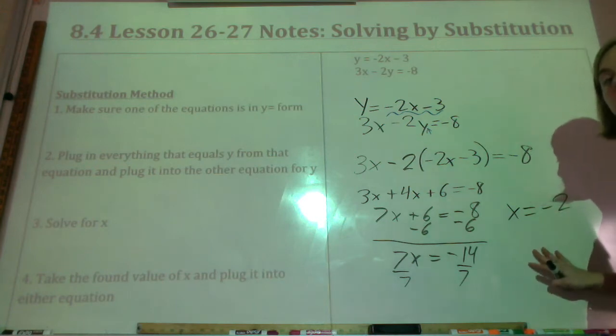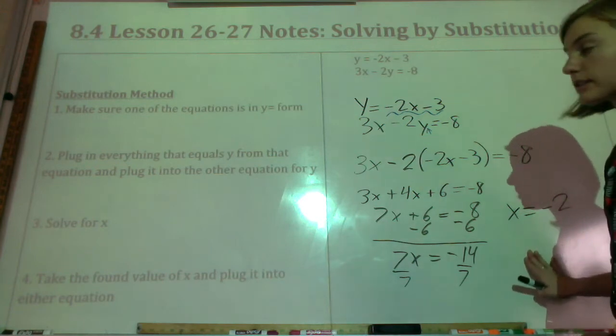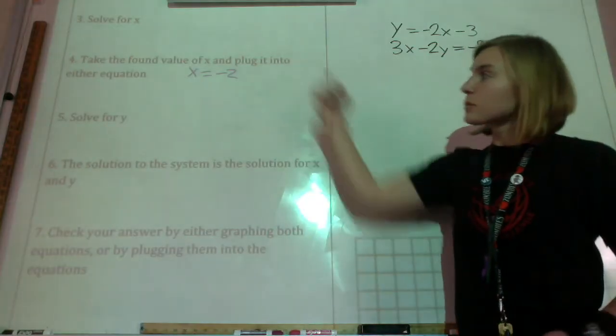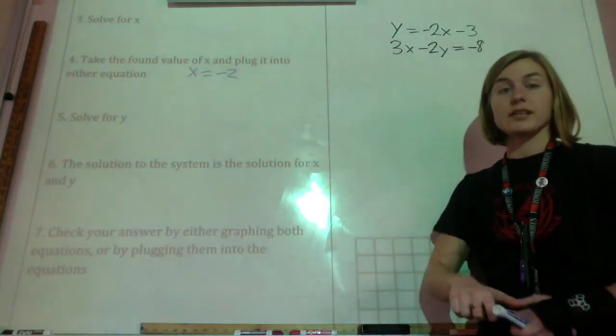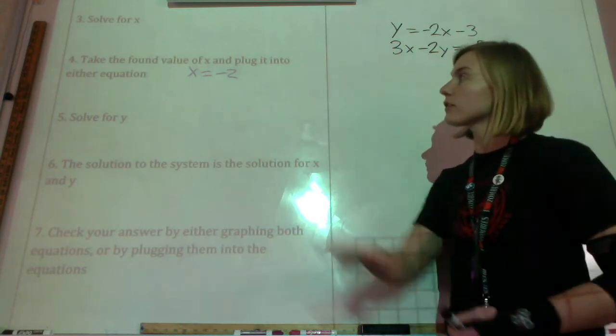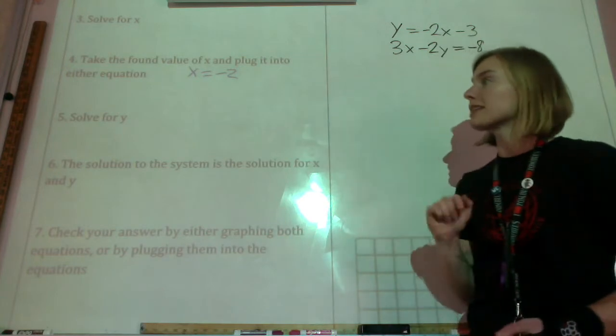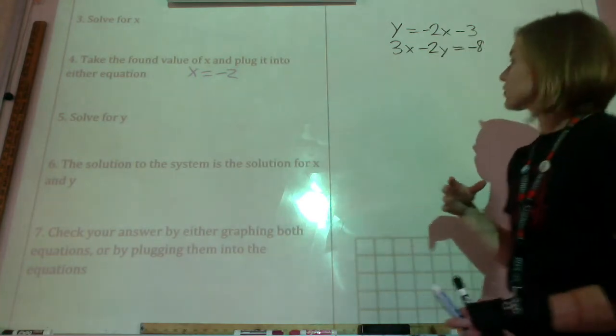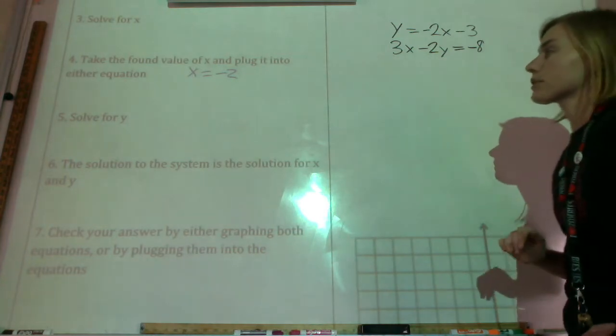So now we have x, but all we need left is y. So let's take a look at the rest of the steps. We just solved that x was negative 2. All we need left is y. So let's take a look at step 4. Step 4 says take the found value for x, which was negative 2, and plug it into either equation. Either one, it really won't matter. So we can choose to plug it into the first one or the second one.